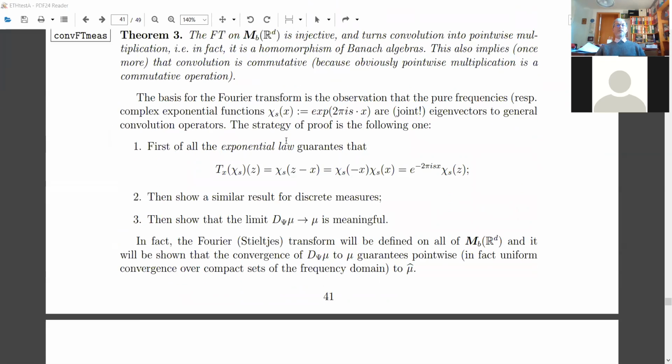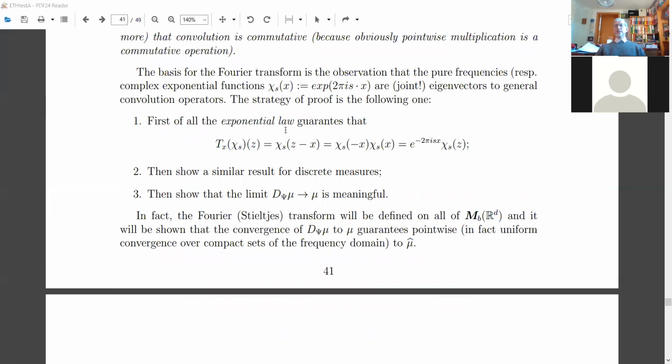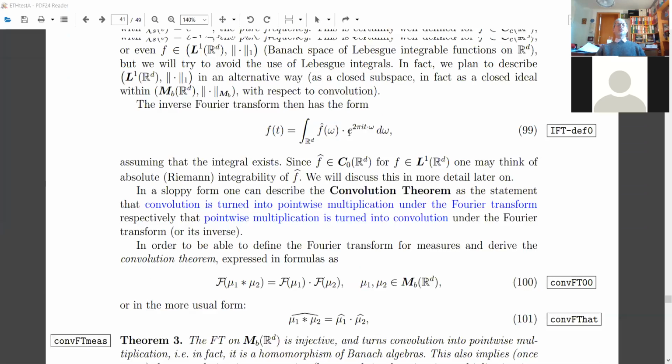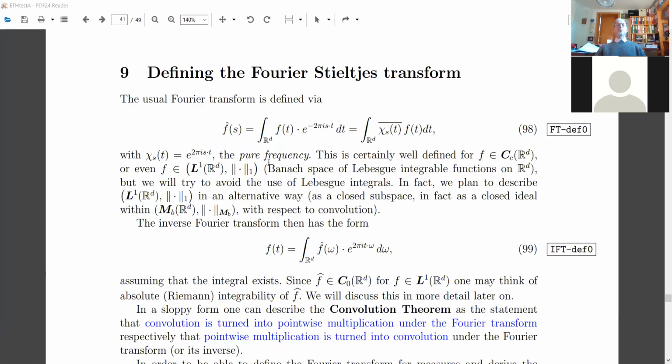Now, I will try to give you an idea of how we will proceed. And the first thing is, maybe I show you this line here, the pure frequency. So what is a pure frequency? A pure frequency is an expression of the form exponential function with the argument 2 pi i s multiplied with t.